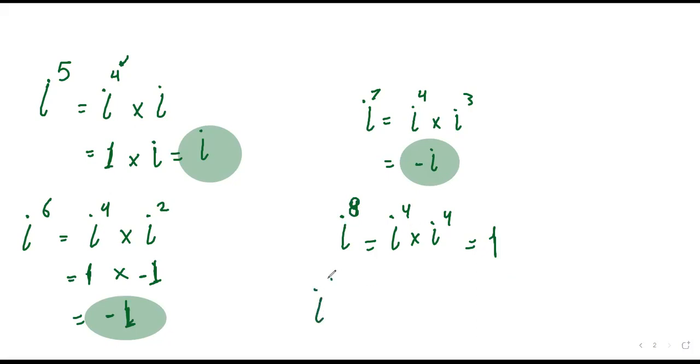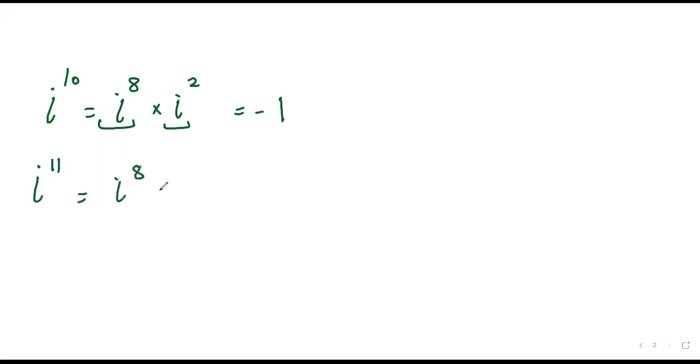What about i to the power of 9? We can write i to the power of 9 as i to the power of 8 multiplied by i, and i to the power of 8 is 1 times i, which is i. And what about i to the power of 10? We will follow the same steps. We will write it as i to the power of 8 multiplied by i to the power of 2. So i to the power of 8 is 1 times i to the power of 2, which is -1. So it equals -1.